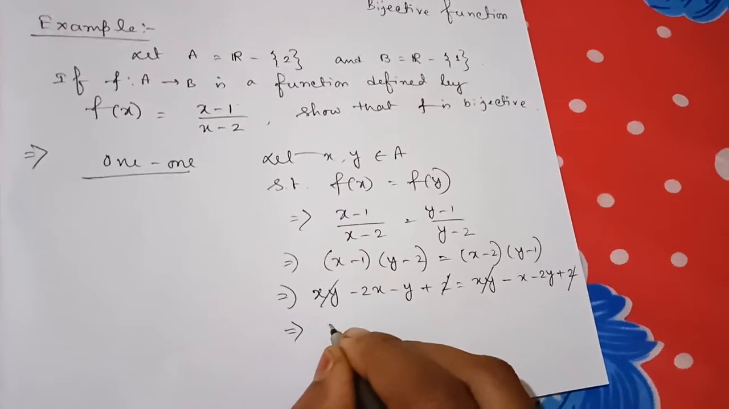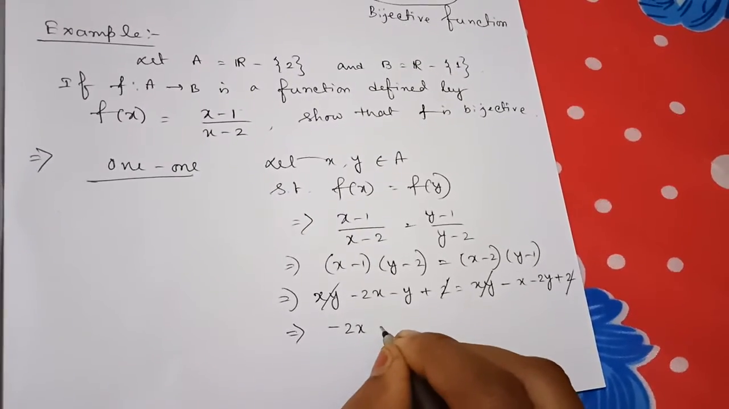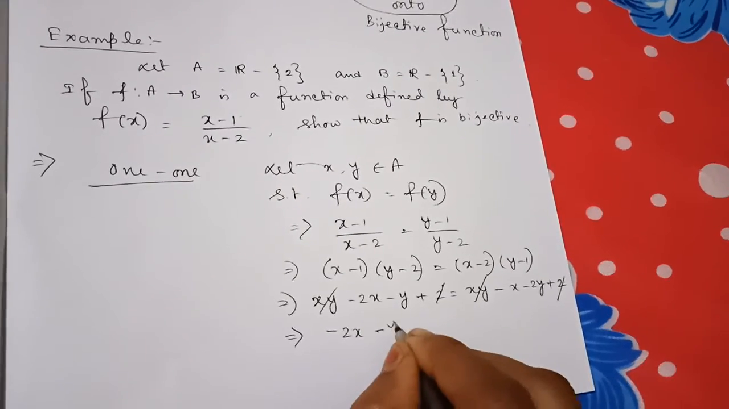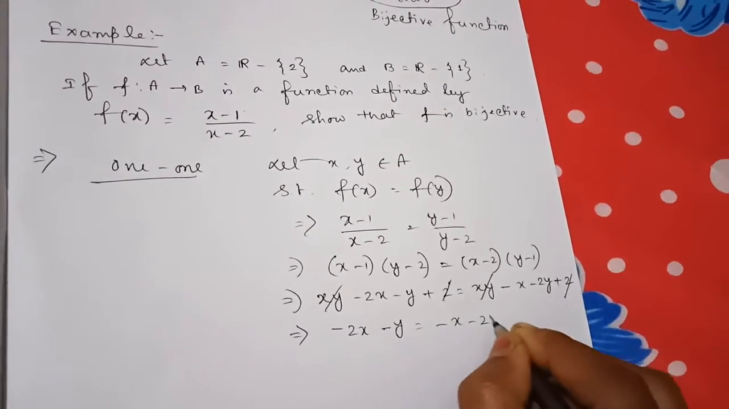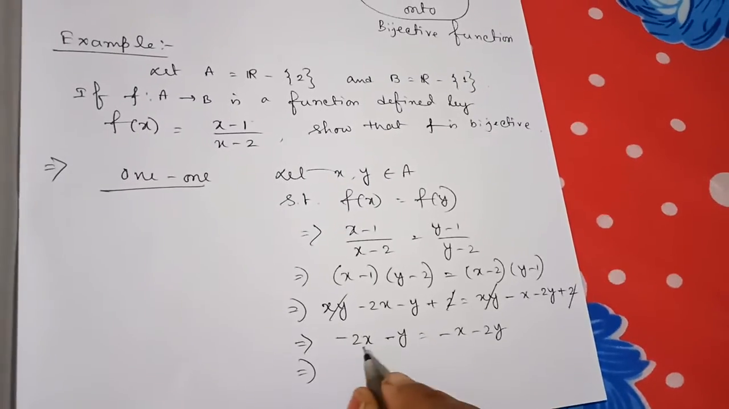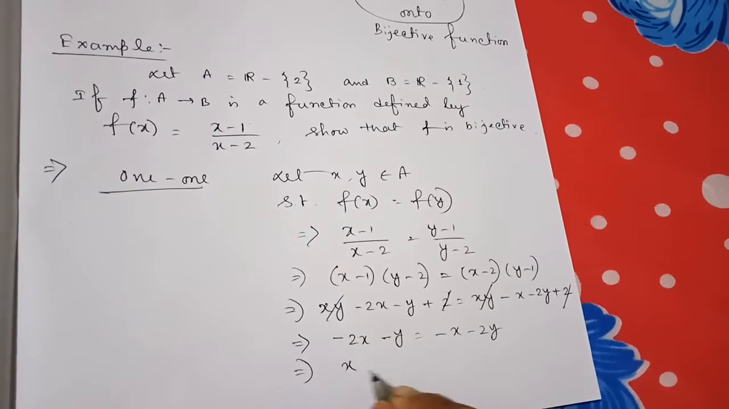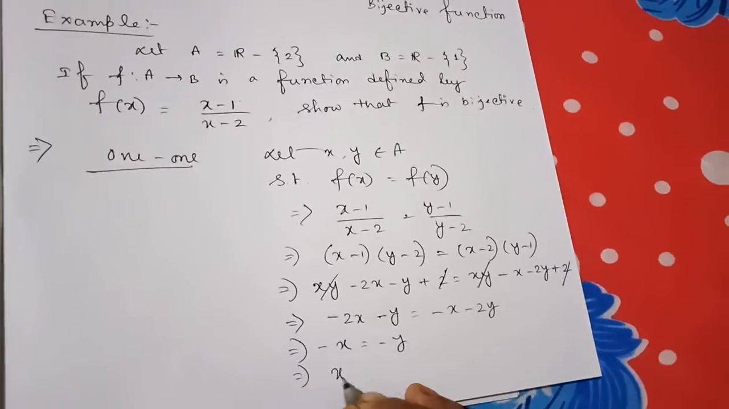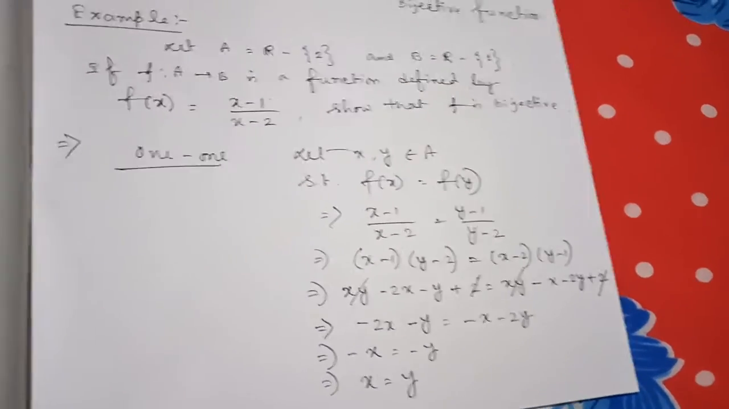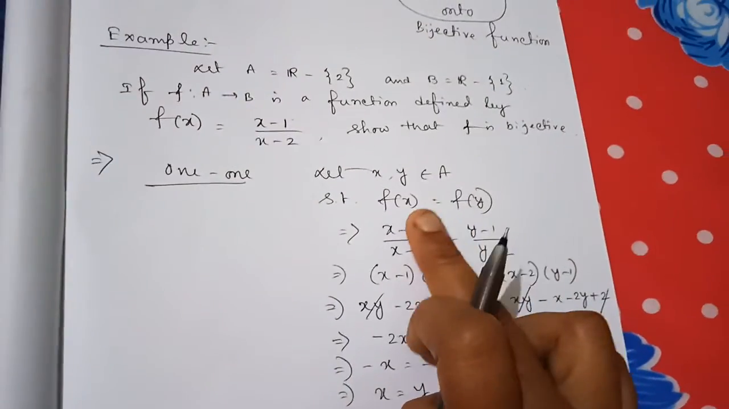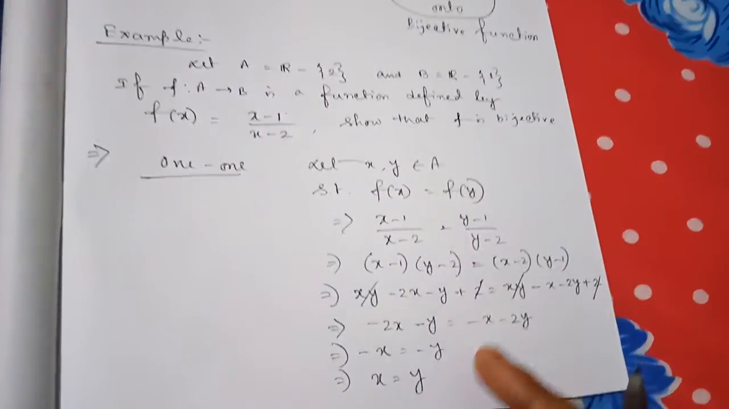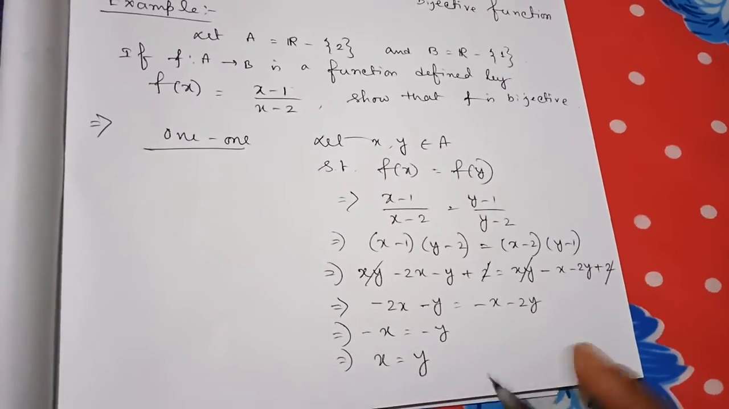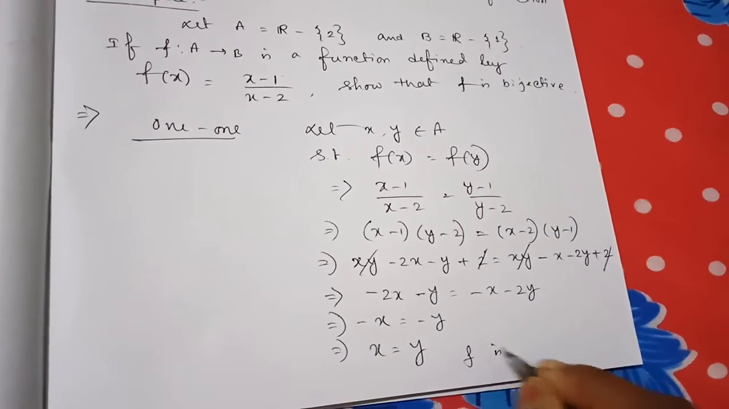So we are getting minus 2x minus y equals minus x minus 2y. That means from this we can say x equals y. Okay, we have taken f(x) = f(y). From that we have come to the point x = y. That means f is 1-1.